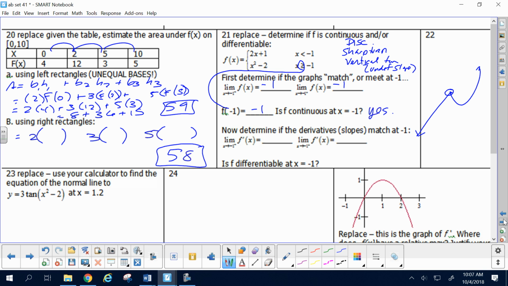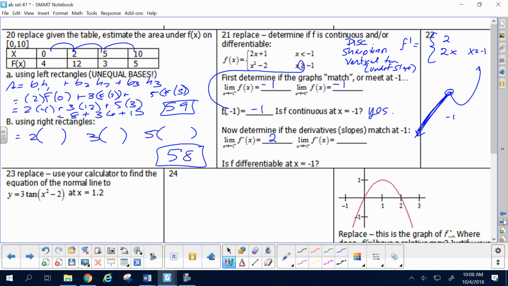Now, what about the derivatives? The left-hand derivative, what's the slope of the curve on the left side of -1? Well, it's linear, so the slope is the same as the slope of the line, which is 2. On the right-hand side, F prime would be 2 on the left, but 2x on the right. At -1, then, what is the slope of the parabola at -1?